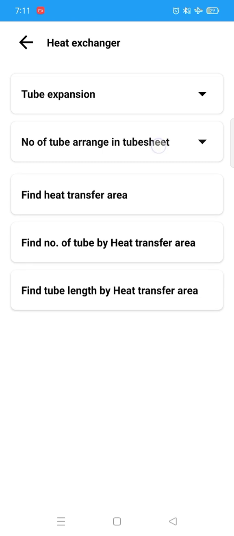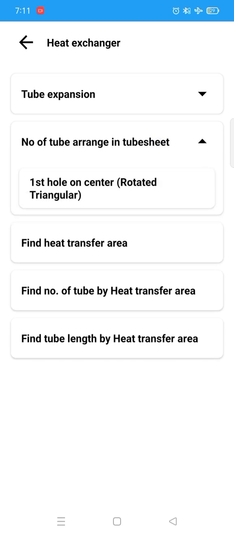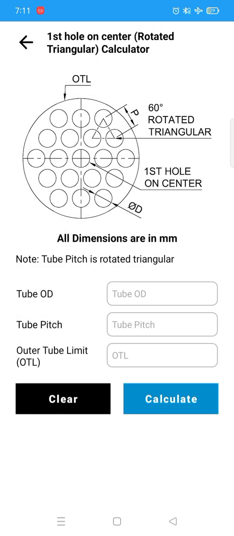Number of tubes arranged in tube seat. This is the best function of this app. This function is for rotated triangular pitch and first hole on center layout. What is first hole on center? Check the layout: the tube seat center and the first hole center are the same. By this function, you can find the number of tubes arranged in the tube seat.